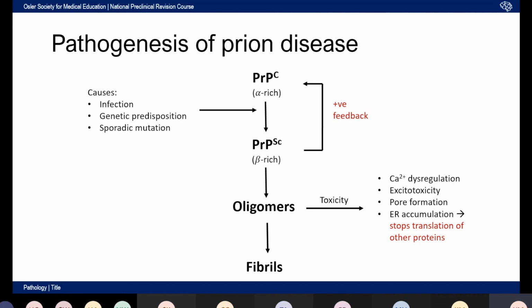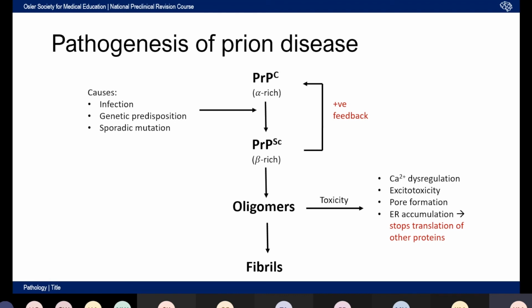PrPC undergoes the alpha to beta conversion, at which point we call it PrPSc. Its oligomers cause toxicity in all the ways that we've spoken about before. They're also known to accumulate in the endoplasmic reticulum, which triggers the unfolded protein response and stops the translation of other proteins. The interesting thing about PrPSc is that it also promotes nearby normal PrPC to become PrPSc, creating a massive positive feedback loop and lots of abnormal prion protein. All in all, it causes massive neurodegeneration.